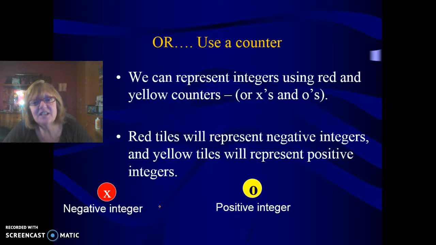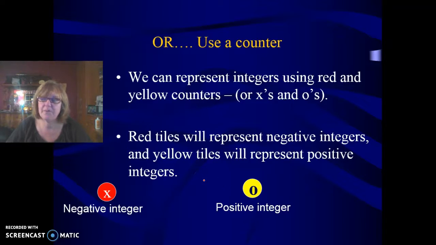Okay, here's another strategy. You could use counters. So you could use X's and O's. You can use tiles. You can use, if you have enough, I don't know, balls, or you can make pennies the one and quarters the other one, you know, negative integers, positive integers. But for our example, we're going to make negative integers a red dot. The red tiles are going to represent negative. The yellow tiles are going to represent the positive integers.